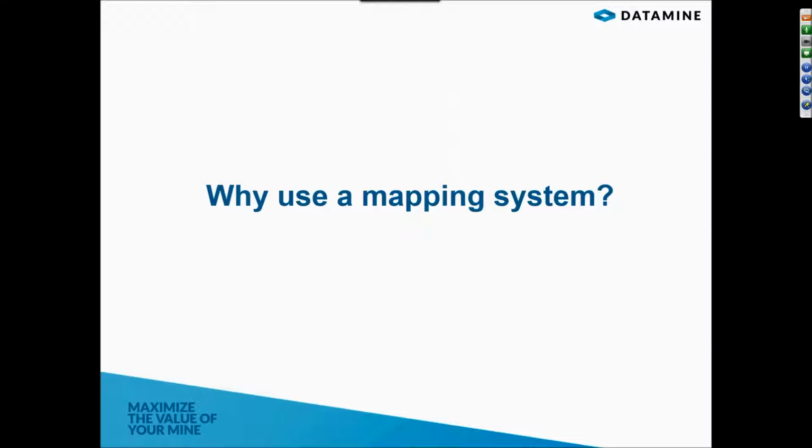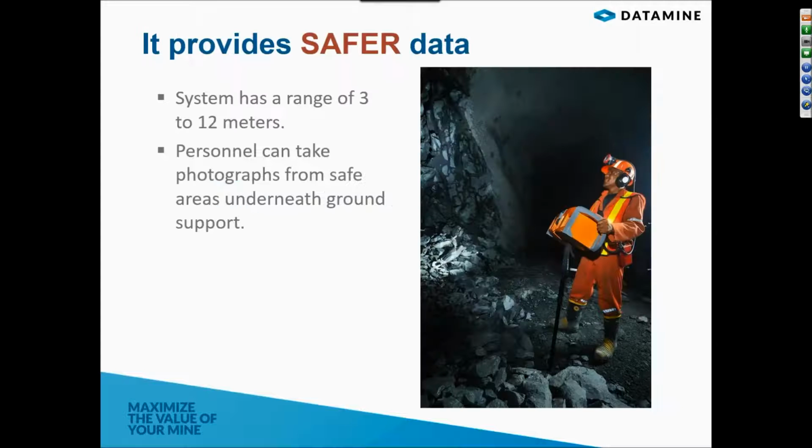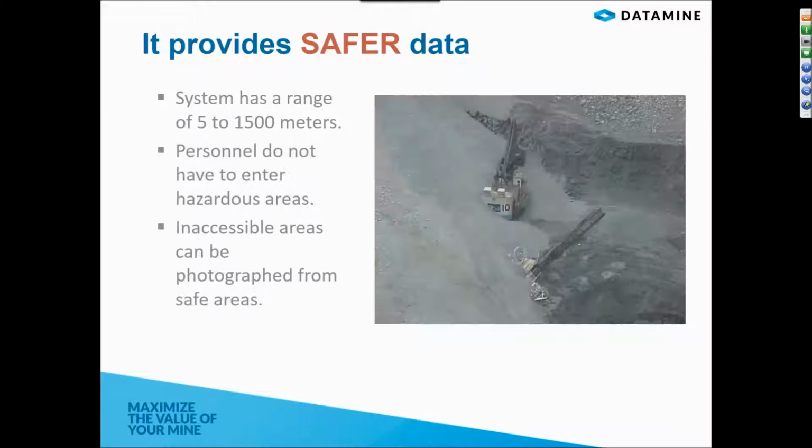So why should we use a mapping system like this? Well, in an underground scenario, the system has a range of about 3 to 12 meters. So what that means is that if you're looking at an average 4-meter round, you can actually stand well back of the 4-meter round. Maybe the round is still exposed, and you can get accurate image and mapping information from the images without actually having to put yourself in the line of danger or wait for someone else to come in there and scale it and screen it for you.